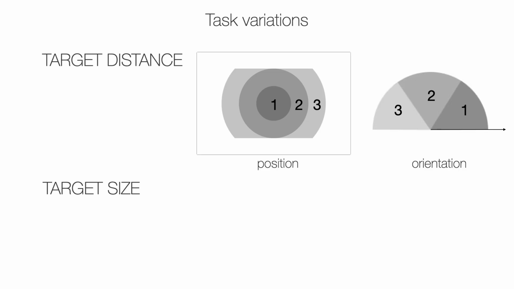The distance is varied by keeping the start pose of the object at the center of the screen and sampling target poses within increasing radius at random directions. The target rotation is similarly sampled between 0 and 180 degrees from the initial orientation of the object.